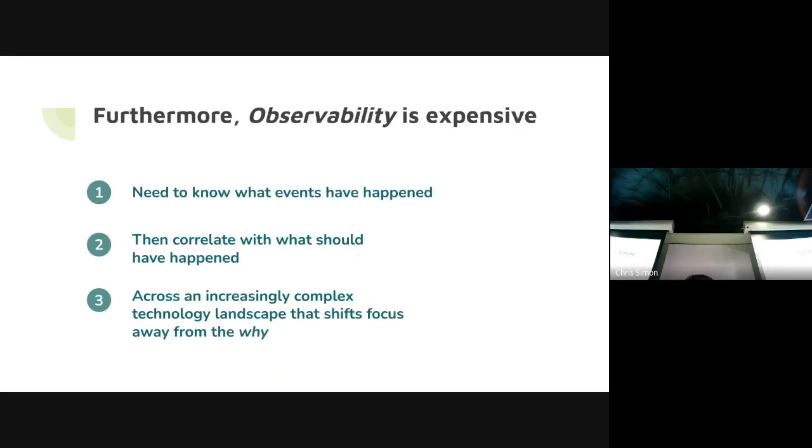Actually, before I go into the therefore, because I forgot about this slide, I do also want to highlight that observability is expensive. Because observability is not just about seeing what's happening in the environment. It's also about then relating that to what could be happening in the environment. And in an increasingly complex technology landscape, that becomes a very expensive problem to solve.